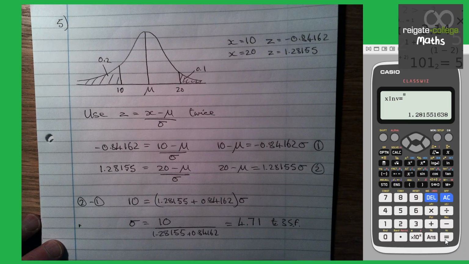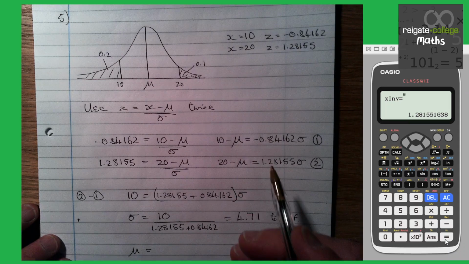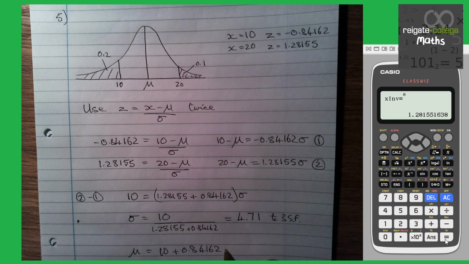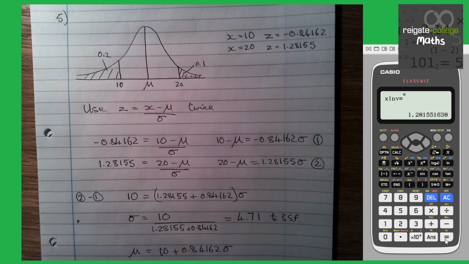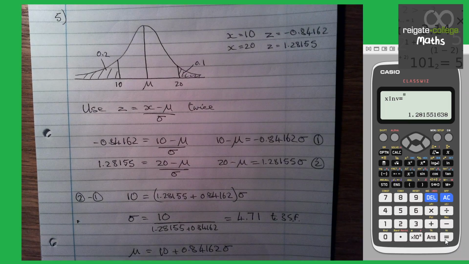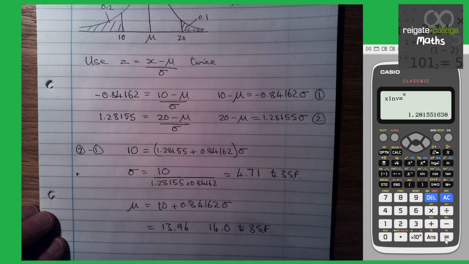And then we can work out mu. If we rearrange this, mu is equal to 10 plus 0.84162 sigma, and when we put in our 4.71, that comes to 13.96, which is 14.0 to 3 significant figures. So there we go.